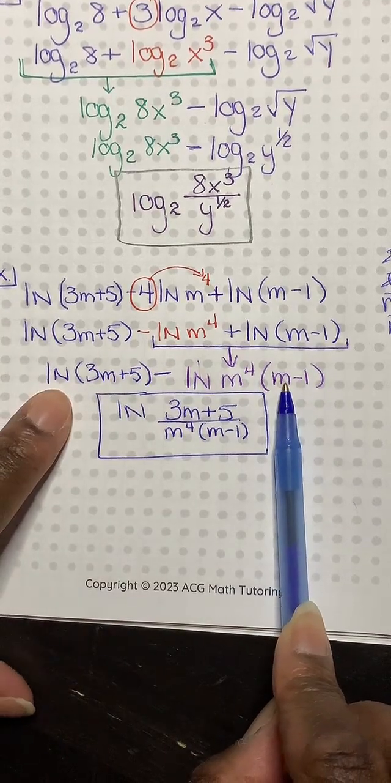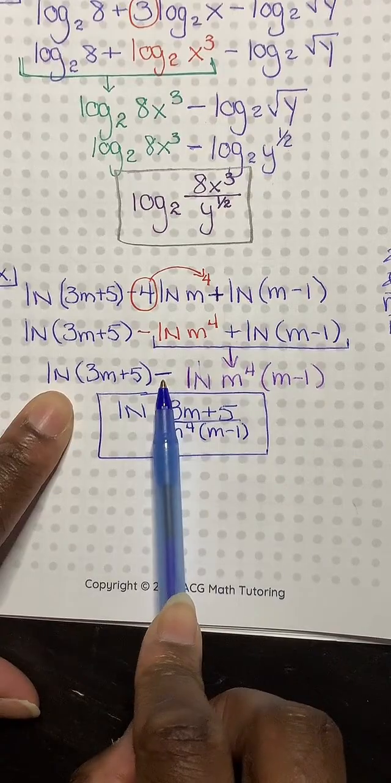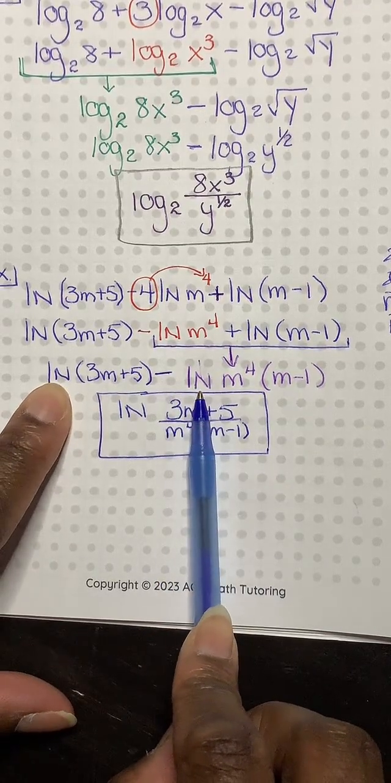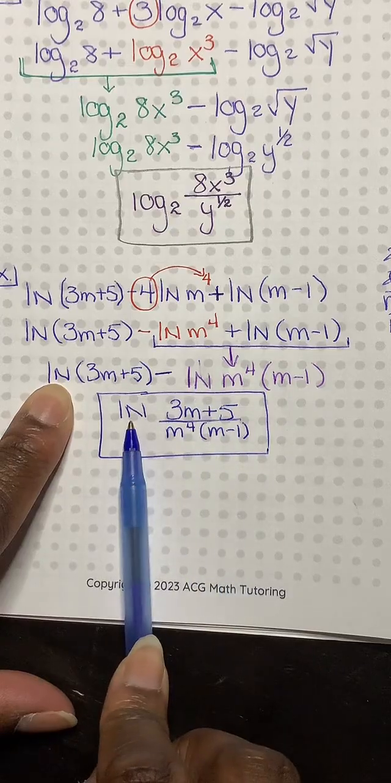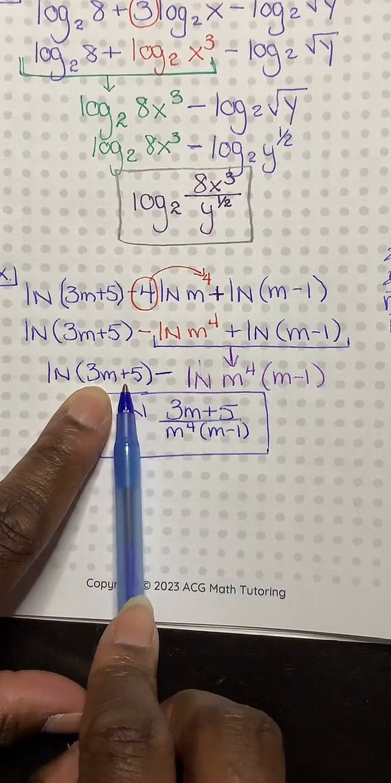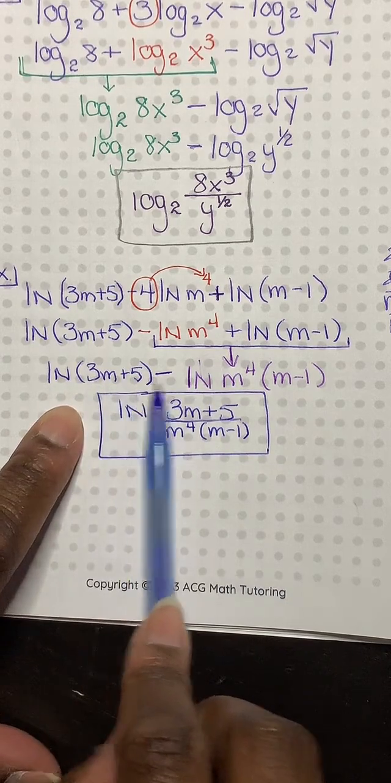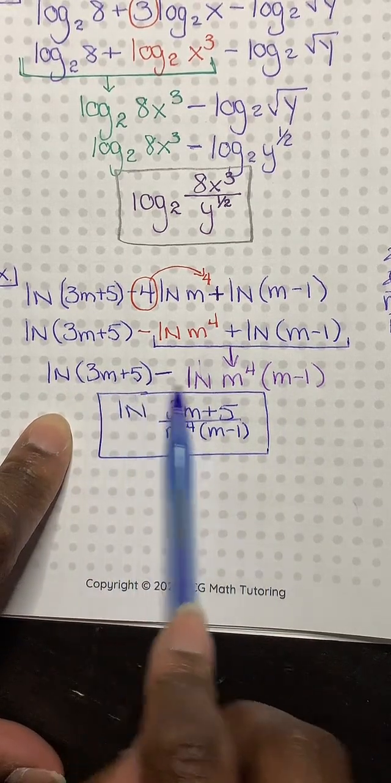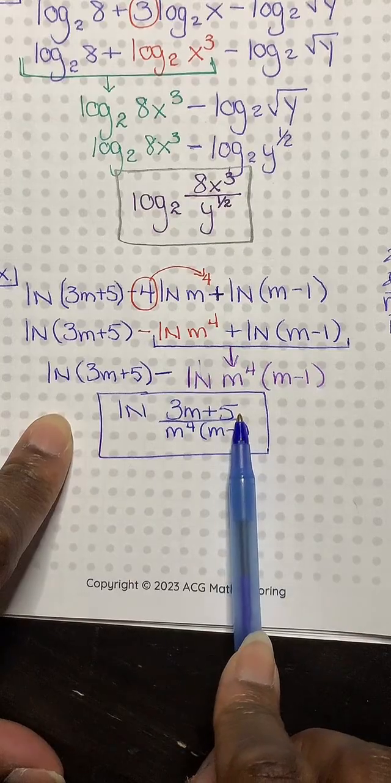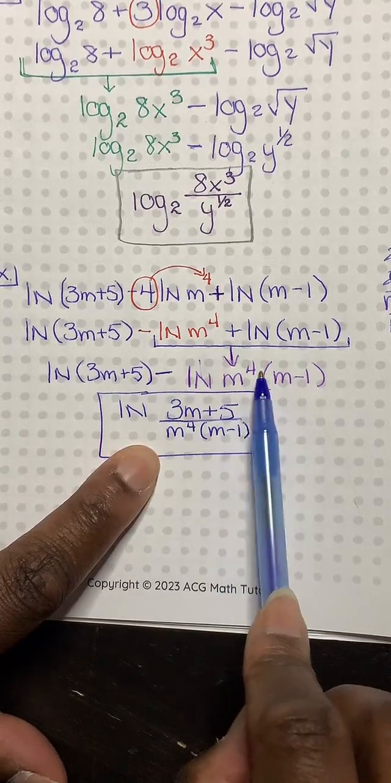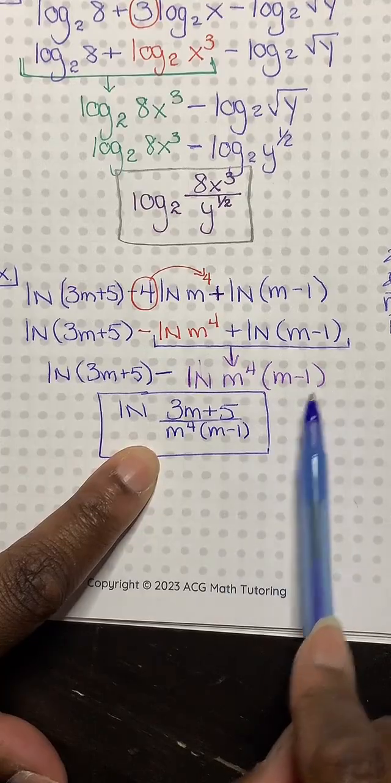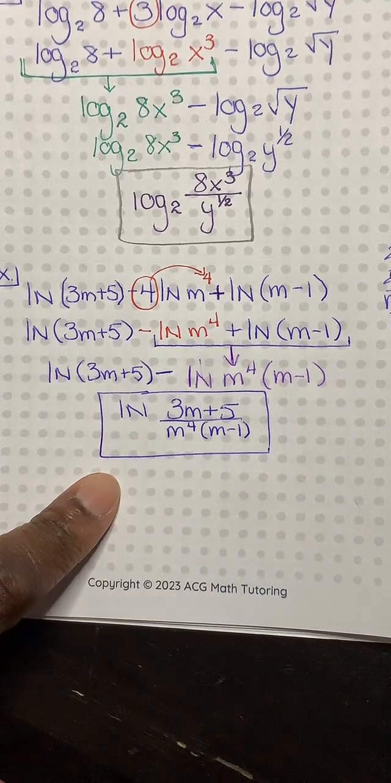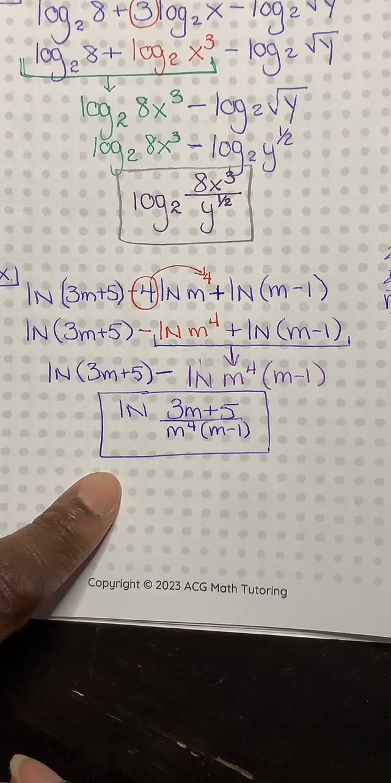Bring down the other one. Now there's a subtraction. That means we're going to do division. We have the same natural log. Boom. We start from the left to the right. So the left, that 3m plus 5, that's going to be my numerator. And then the other, m to the fourth times m minus 1, that's my denominator. And then we're done.